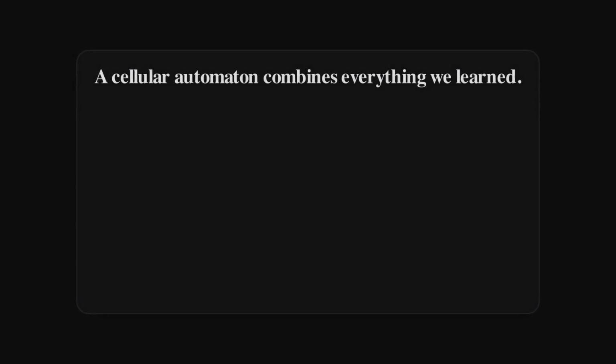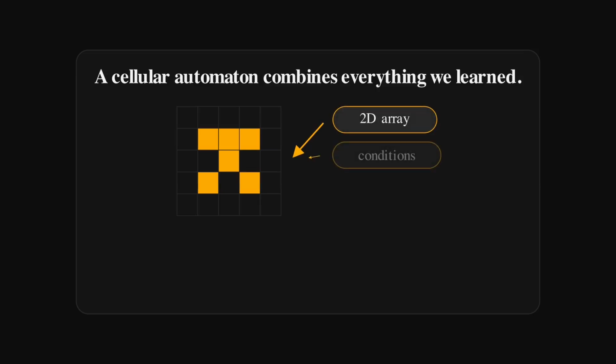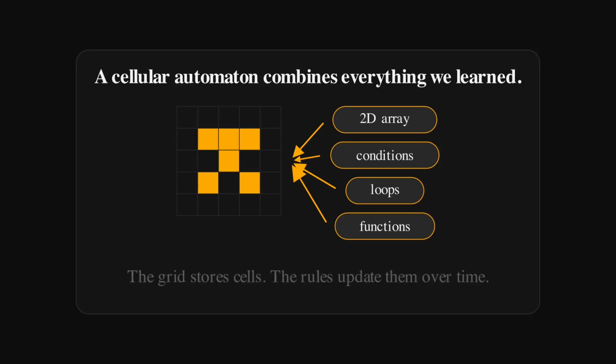A cellular automaton combines everything we learned. The grid is stored in a 2D array. Each cell has a state. Conditionals decide whether a cell changes. Loops visit every cell. Functions organize the update rules. Debugging helps us check whether the simulation behaves correctly.